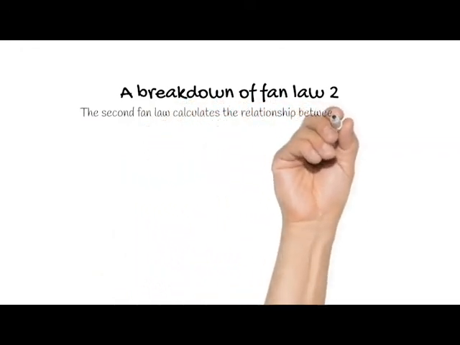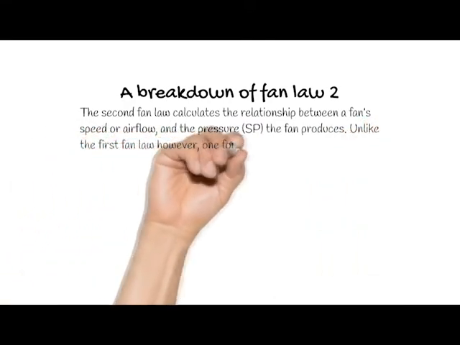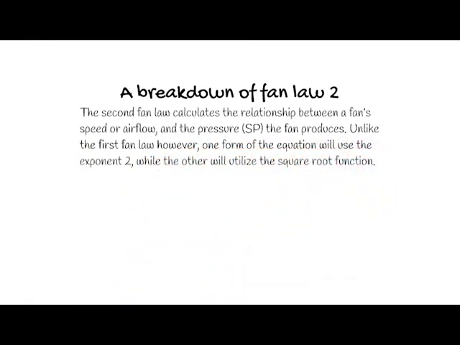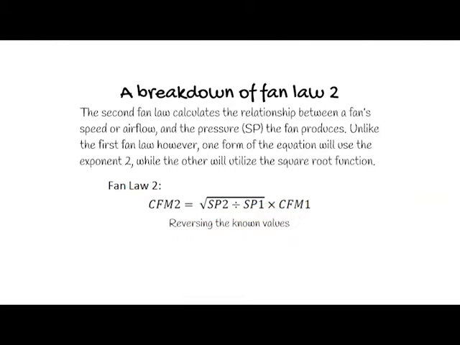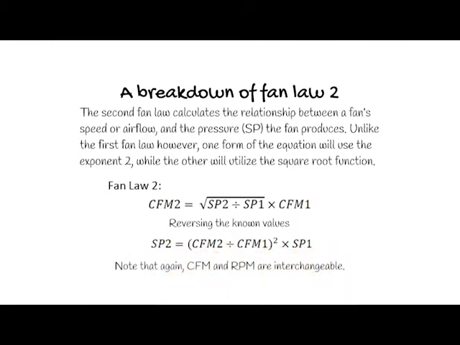Moving on to fan law 2. The second fan law calculates the relationship between a fan's speed or airflow and the pressure the fan produces. Unlike the first fan law, however, one form of the equation will use the exponent 2, while the other will utilize the square root function. Fan law 2 states CFM2 equals the square root of static pressure 2 divided by static pressure 1 multiplied by CFM1. If we reverse the known values, static pressure 2 equals CFM2 divided by CFM1 squared multiplied by static pressure 1. Note that again, CFM and RPM are interchangeable.